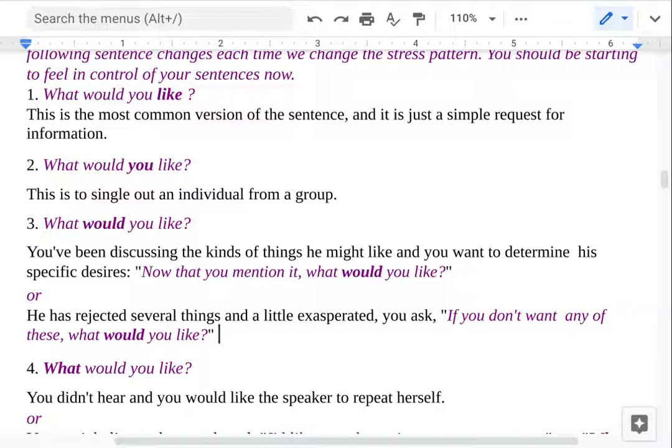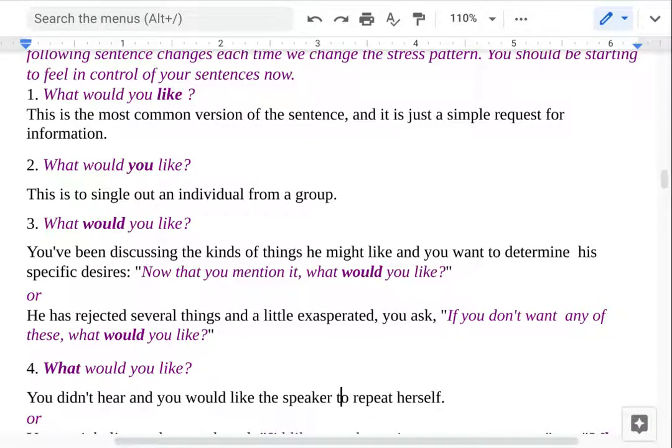4. What would you like? You didn't hear, and you'd like the speaker to repeat herself. Or, you can't believe what you just heard. I'd like strawberry jam on my asparagus. What would you like? Turn off the CD and repeat the 4 sentences.